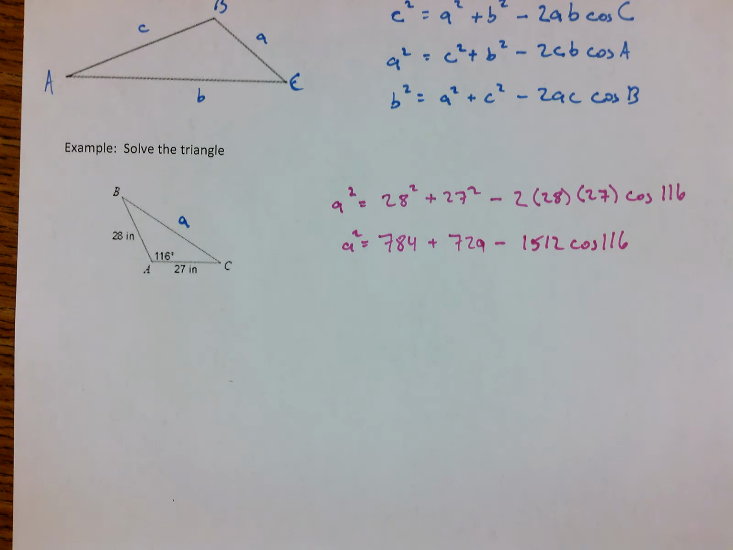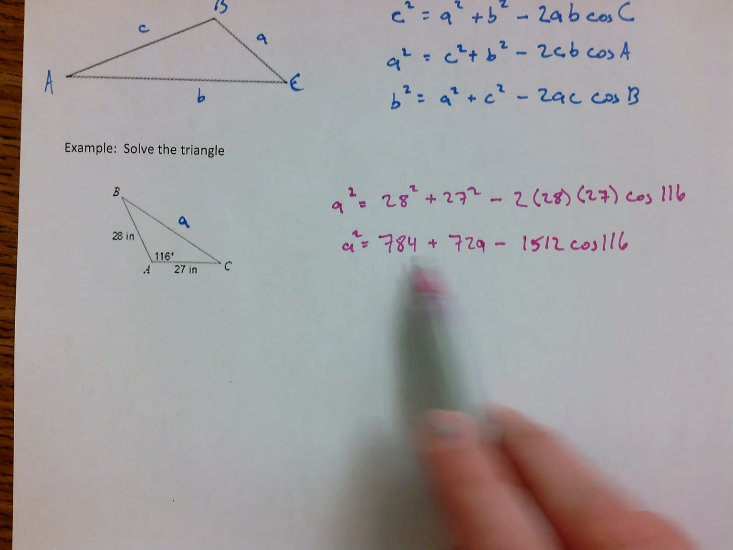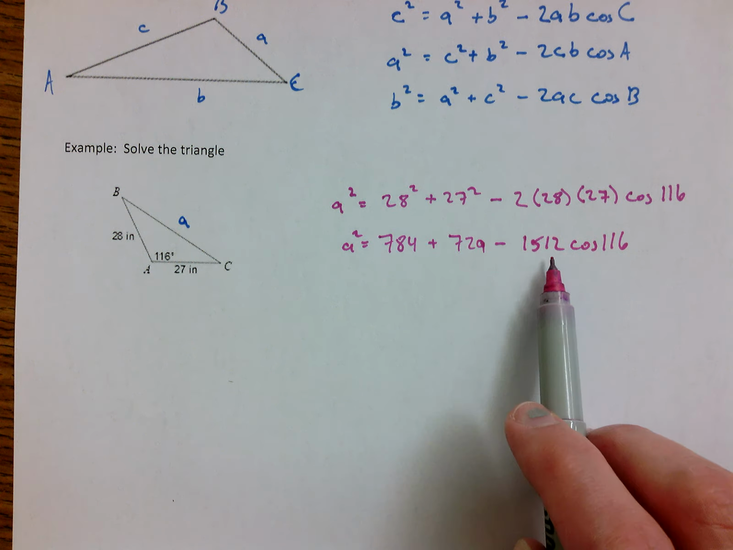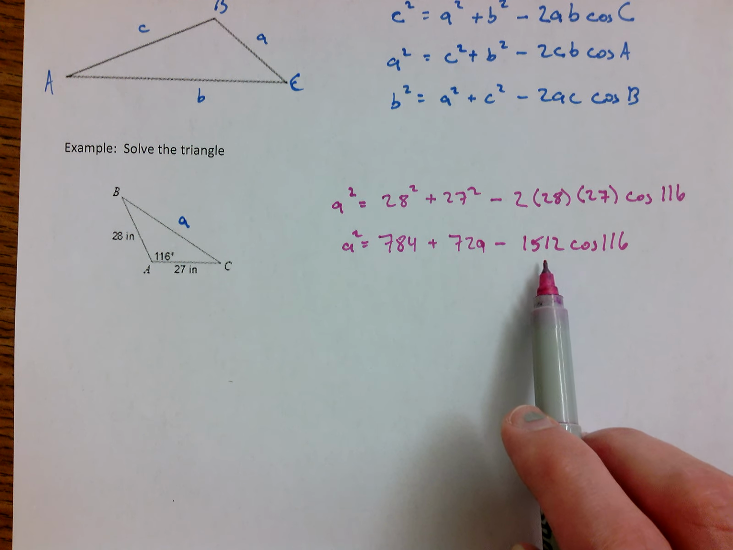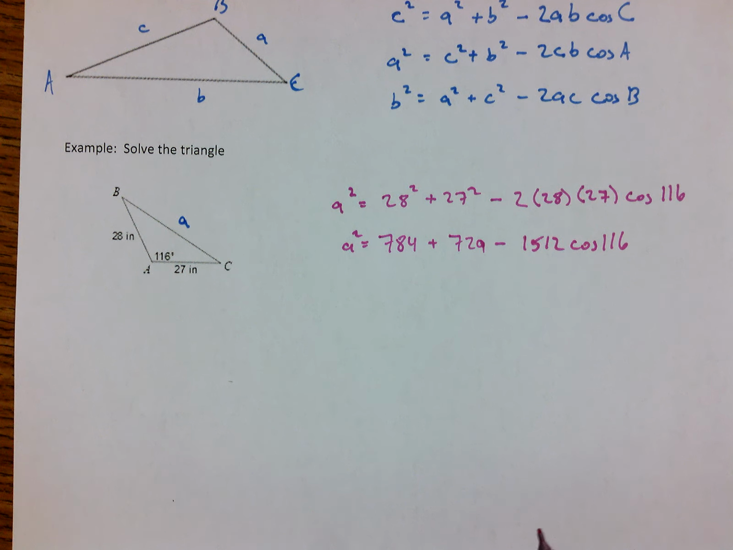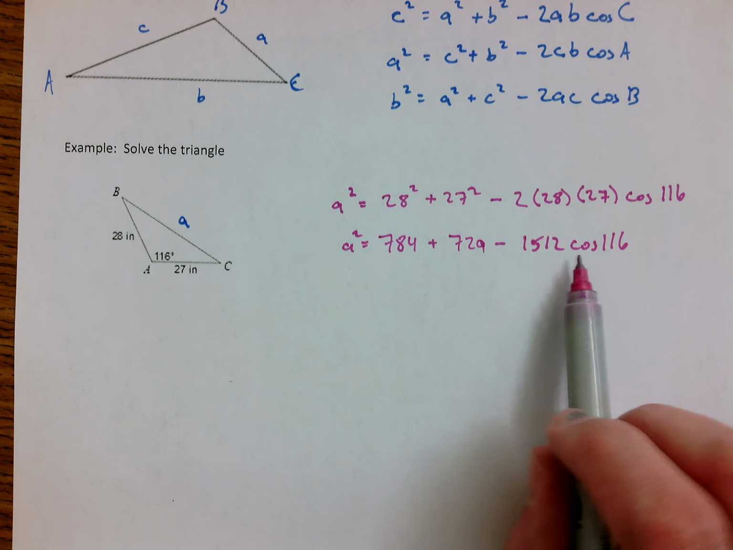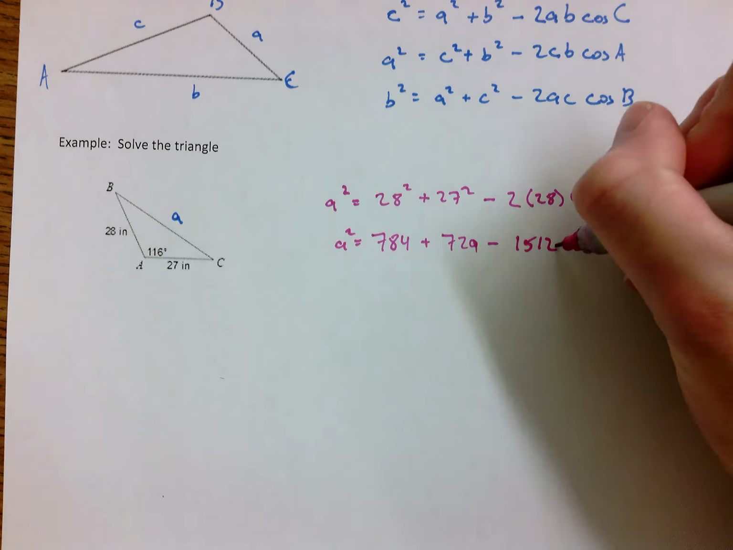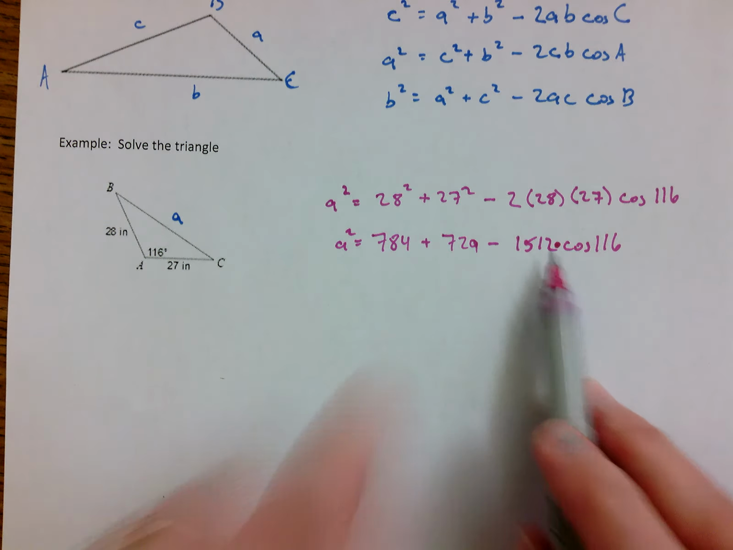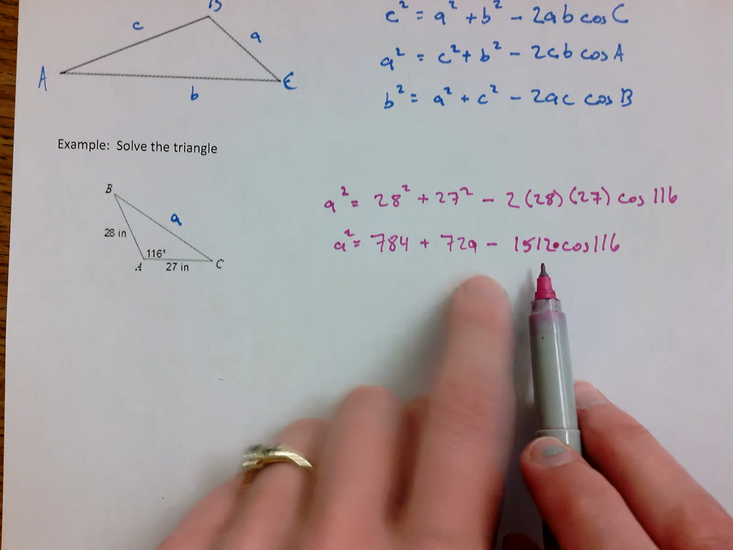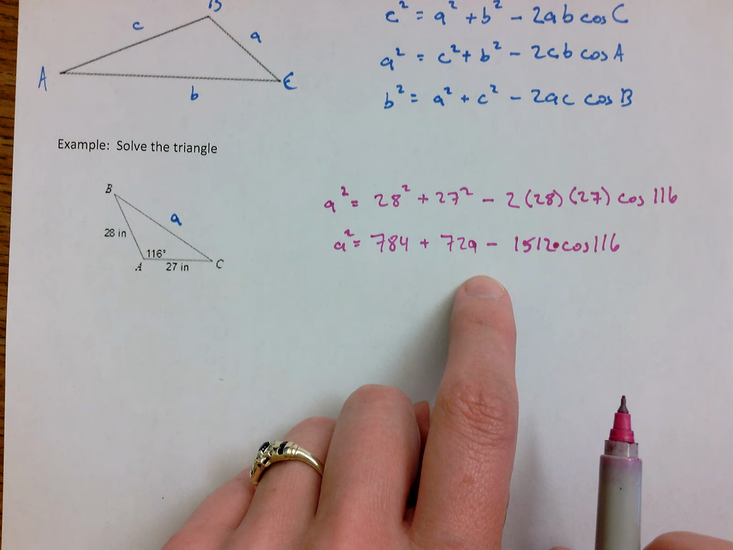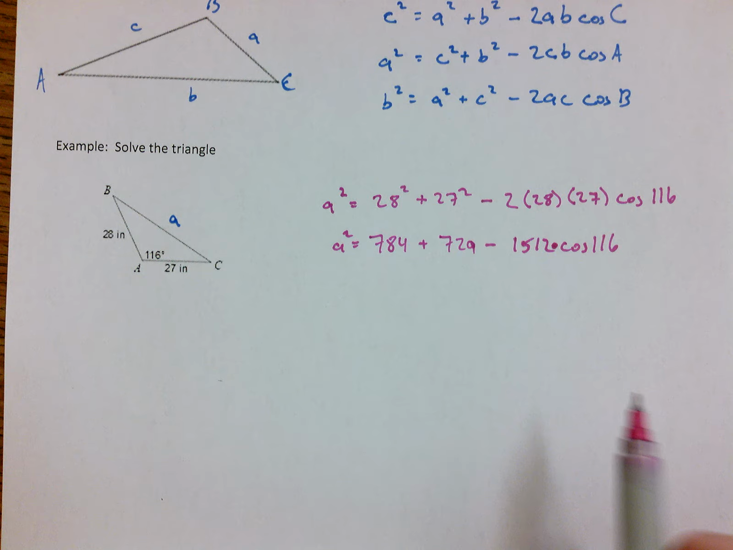All right, now here is the most commonly messed up part when people do this. Every year I have people do this. They'll add these two numbers together and then subtract the 1512 and attach that to the cosine of 116. You can't do that. Don't forget about order of operations. This is multiplication here, right? This is times the cosine. So you can't combine this 1512 with these two numbers. It doesn't work.